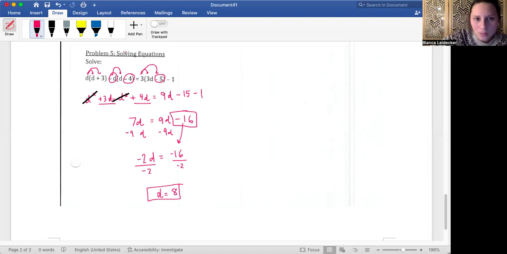So it looked a lot more complicated than it really was. Just remember to distribute when you see parentheses. Bring those negatives in with the term, the subtraction sign, make it a negative sign. Don't forget about them. And then just do it step by step.